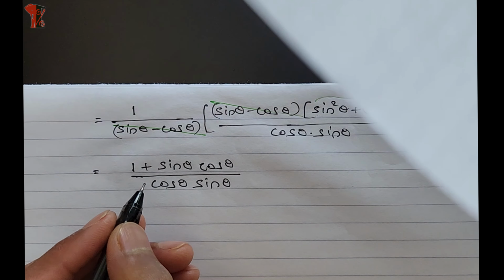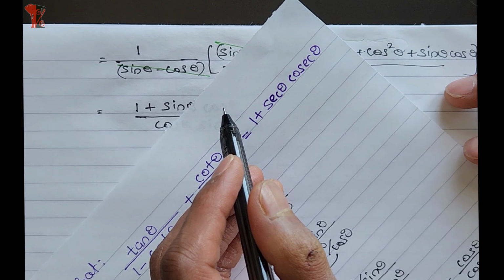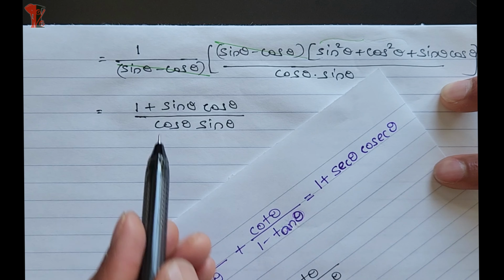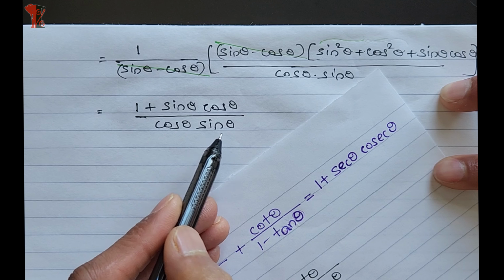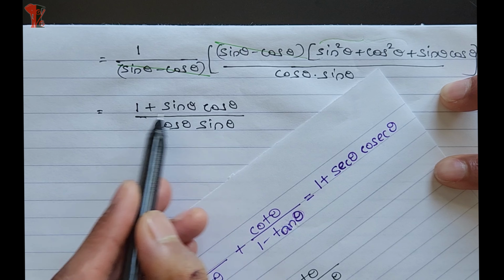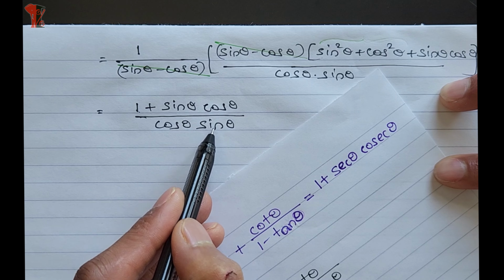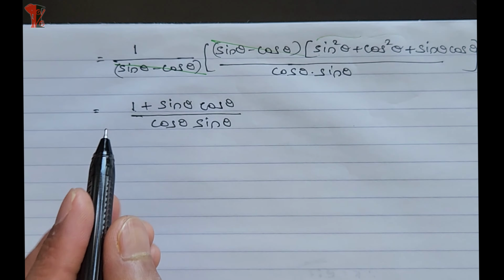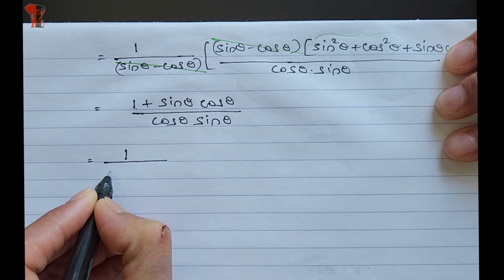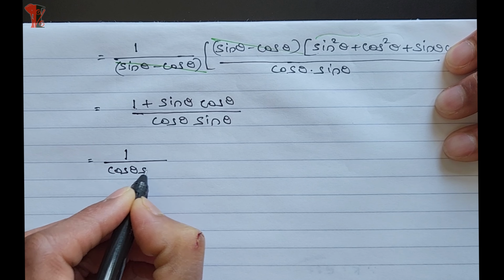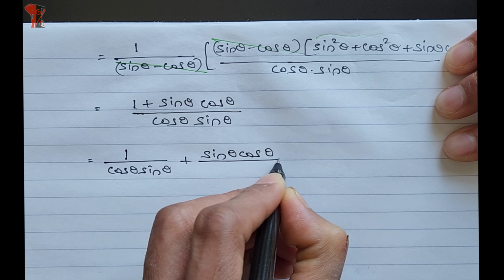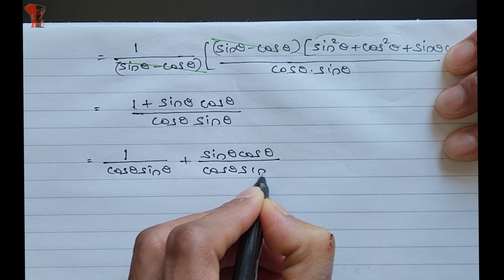Now it is always good to have a look at the answer. What answer do we need? We need 1 plus sec θ and cosec θ. Secant θ is the reciprocal of cos, see here cos is in the denominator, cosecant θ is the reciprocal of sin, so here sin is in the denominator. Now what we'll do, there is one common denominator for 1 and sin θ cos θ, so we will give it to both of them, cos θ and sin θ to 1 also. That means 1 by cos θ sin θ plus here sin θ cos θ by cos θ sin θ.